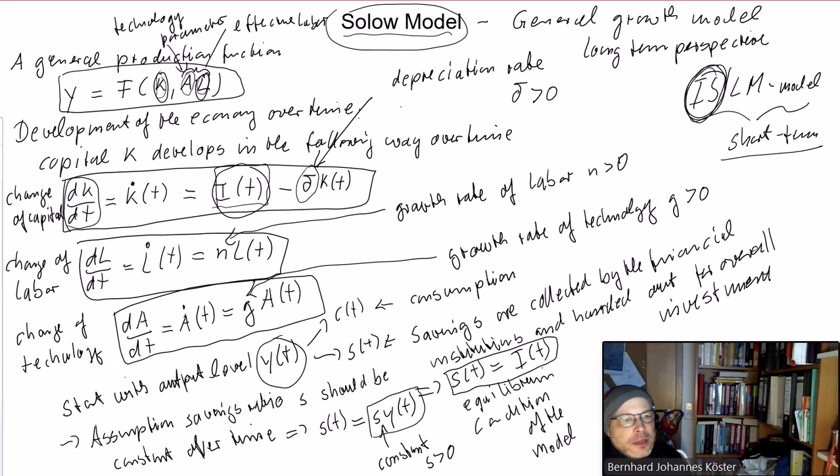Also, we assume that we have an increase of population. This should also be constant with a constant growth rate n, and our technology parameter should also slightly increase over time with the rate g.